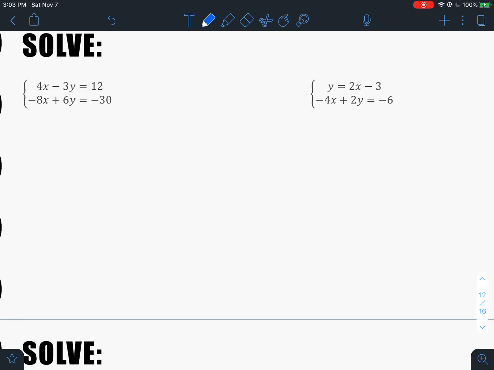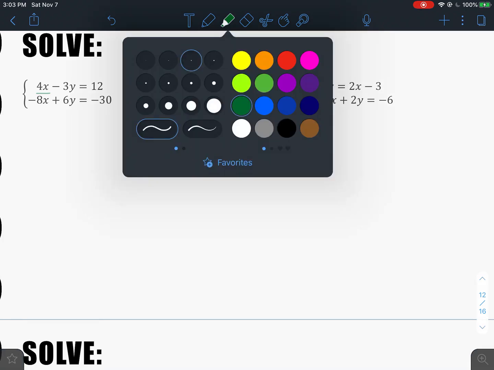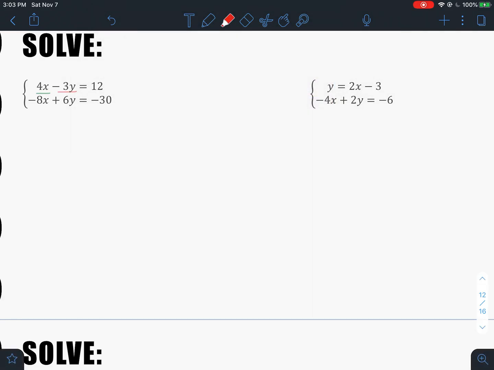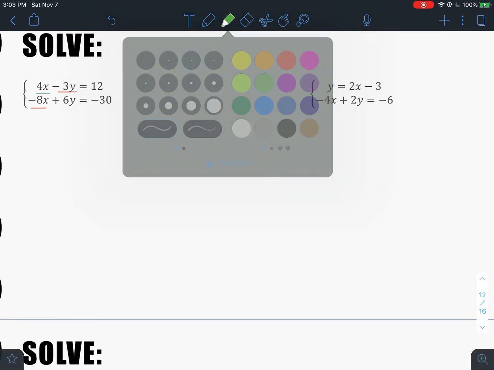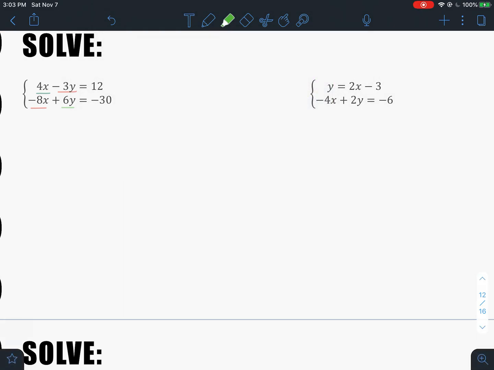All right, let's go ahead and try some more. 4x minus 3y equals 12 and negative 8x plus 6y equals 30. I need to solve one of those equations for either x or y. If I try to solve the first equation for x, I would have to add the 3y over and then divide by 4. If I wanted to solve it for y, I would have to subtract the 4x over and then divide by negative 3. On the second one, if I wanted to solve for x, I would have to subtract the 6y over and then divide by negative 8. Or to solve for the y in the second equation, I would have to add the 8x and then divide by 6. Well, I'm just going to pick the smallest number.